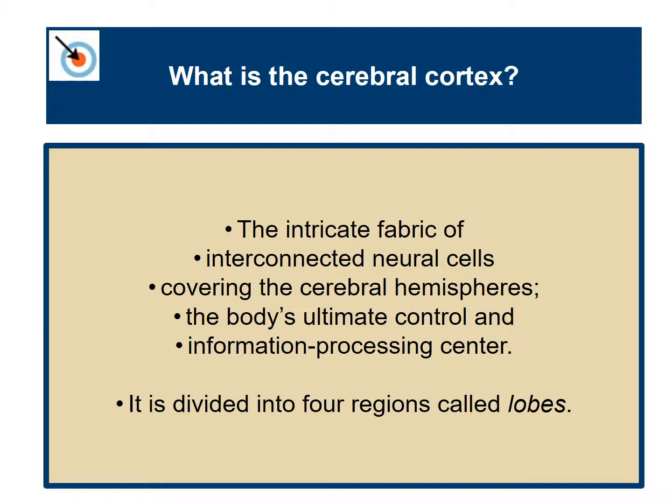All right, we're moving on to the third chunk of the lesson, which is in the table, the cerebral cortex. The cerebral cortex is the intricate fabric of interconnected neural cells that covers the cerebral hemispheres and is the body's ultimate control and information processing center. It is divided into 4 regions called lobes. Again, in the lesson check-in, I'll go over the hand model that helps you remember the different parts of the brain, specifically the cerebral cortex.